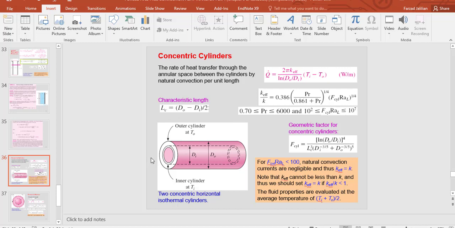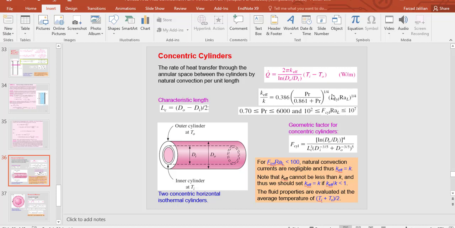For this geometry, the characteristic length is equal to DO minus DI divided by 2. The diameter of the outer cylinder minus the diameter of the inner cylinder divided by 2 will give you the characteristic length, which is actually the distance between the two surfaces of these two cylinders. So the characteristic length can be calculated by this equation to find the Rayleigh number.